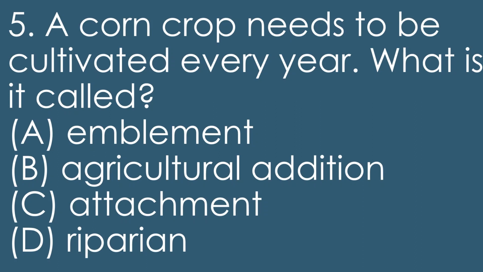And then D is riparian, which of course is a river, stream, or water course. We just talked about. Yeah, it runs along your property, and you can have some. And by the way, riparian rights are actually real property as well, which is interesting. Very much so. Okay, so the best answer is emblement. A corn crop needs to be cultivated every year. It is called an emblement. So that is the best answer for it.